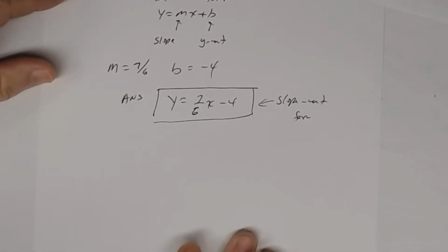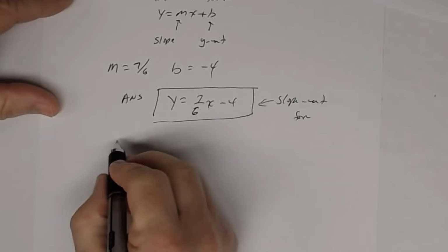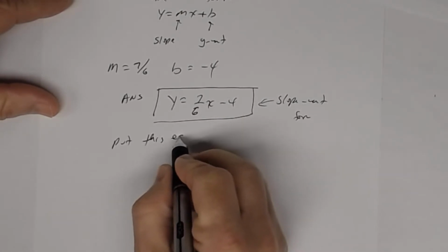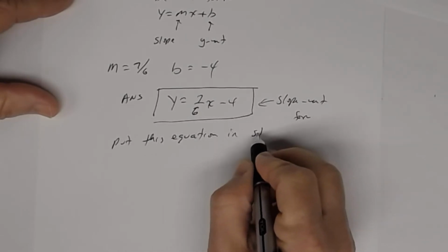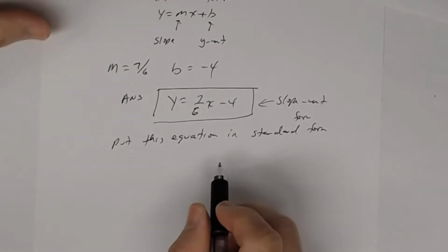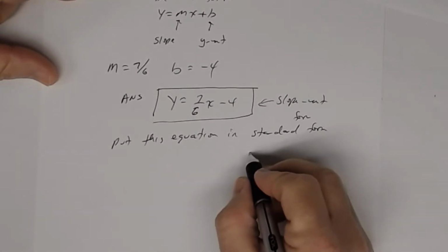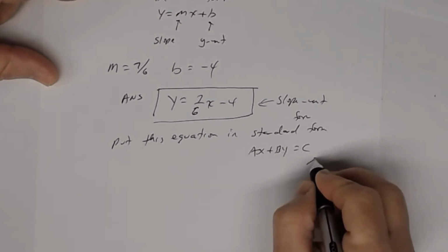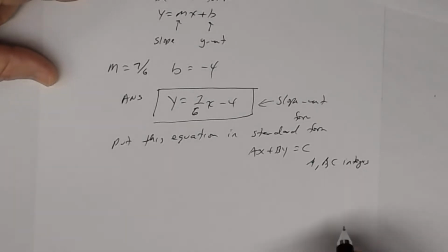Okay, so what I want to do now is show you, suppose they asked you to put this equation in standard form. So let me remind you how to do that. It's going to look just like number 1 that we did earlier. So this is in slope-intercept form. So remember, standard form is this: ax plus by equals c, where a, b, and c are integers, no fractions. Okay? A, b, and c are integers, no fractions.